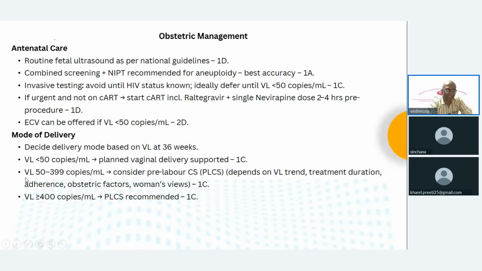Okay, viral load is 50 to 399 copies. Consider PLCS, that is pre-labor cesarean section. Here it is a consider PLCS, and it will depend upon the viral load, treatment duration, adherence, obstetric factors, and women's views. So multiple factors you will take into account, and you will consider PLCS or the pre-labor cesarean section. And if the viral load is 400 or more, directly go for PLCS.